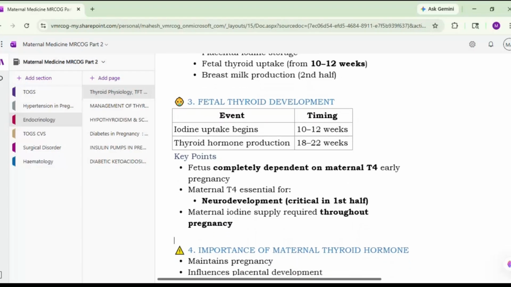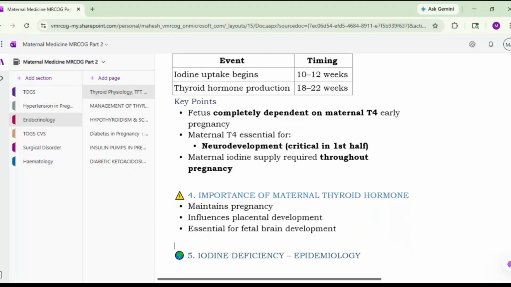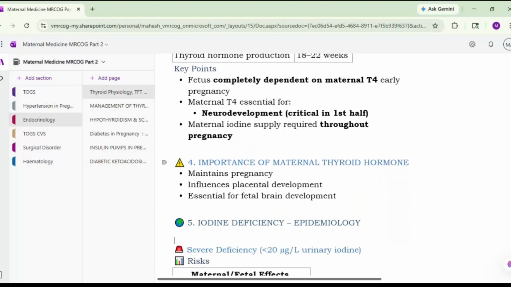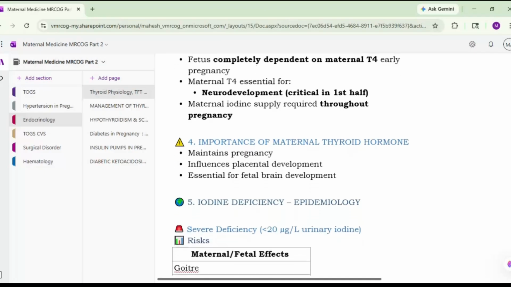Okay, so the fetus is completely dependent on the maternal T4 in early pregnancy. Maternal T4 is essential for neurodevelopment, which is critical in the first half. Maternal iodine supply is required throughout the pregnancy. Okay, so the importance of maternal thyroid hormone is mainly that it is important for the maintenance of the pregnancy. It influences the placental development, and it is also essential for fetal brain development.